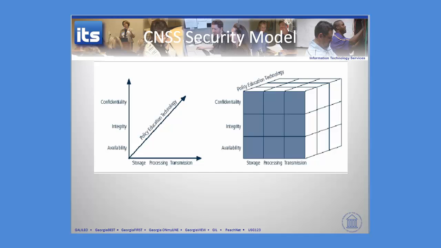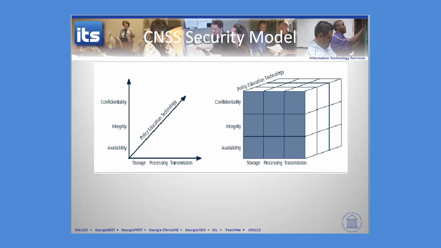That horizontal axis there on storage, processing, and transmission says data is going to be in one of those three states at any time. You've either got it stored, you're processing it, or you're transmitting it. And so while the data is in one of those three states, it could be attacked. And while the data is in one of those three states, it can be protected. And then finally, you can use policy, education, and technology to address it.